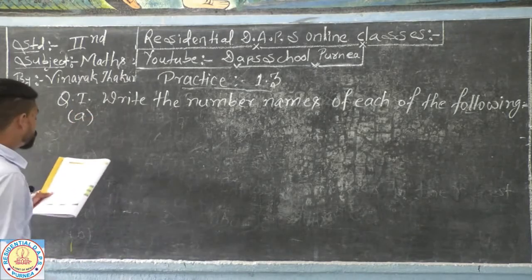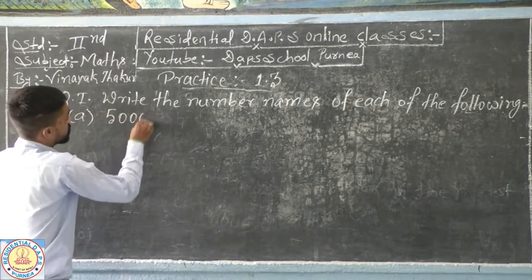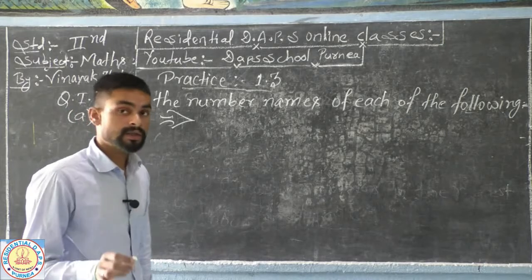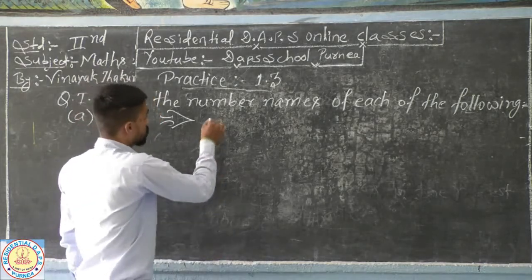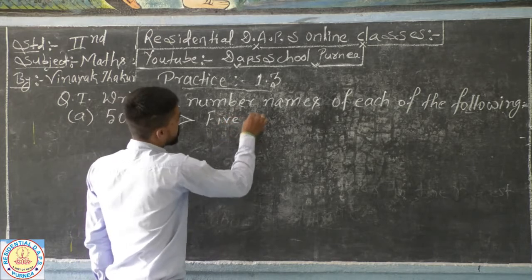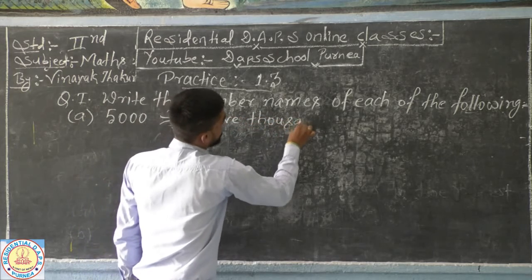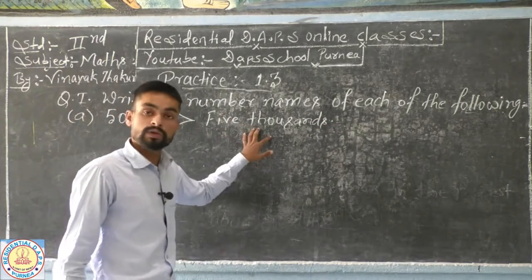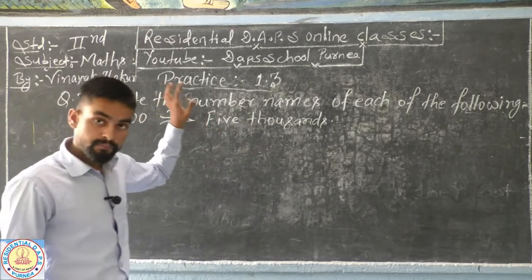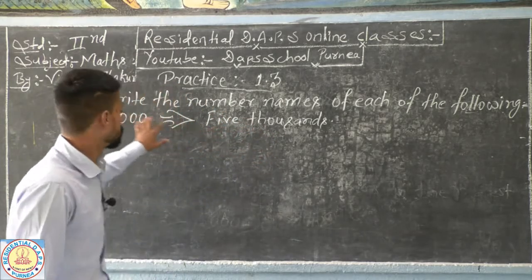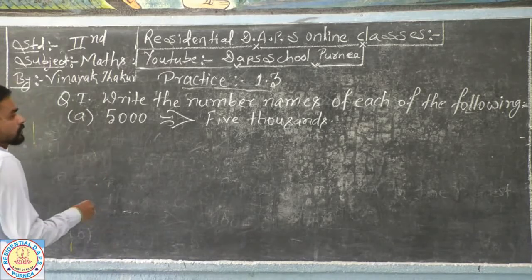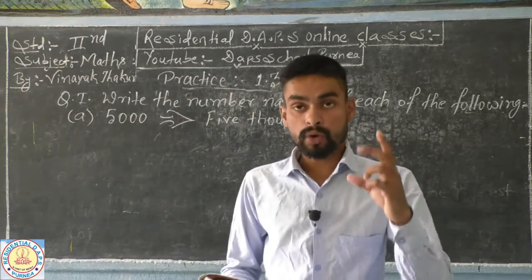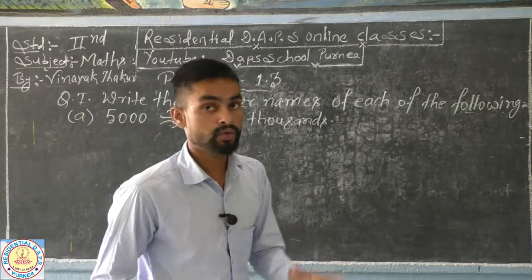So in your question number first, here is given 5000. It means you have to write 5000 in words, and you know how to write 5000 in words. Five thousand. So this is the number name of your 5000, and like this you have to solve all the remaining questions in your question number first.